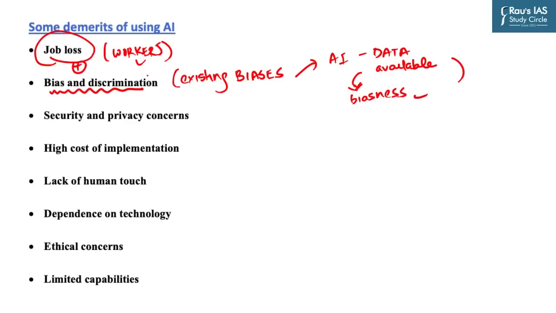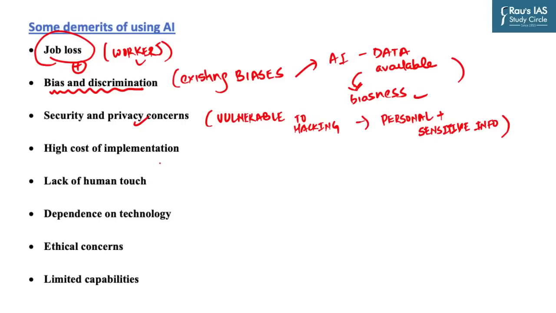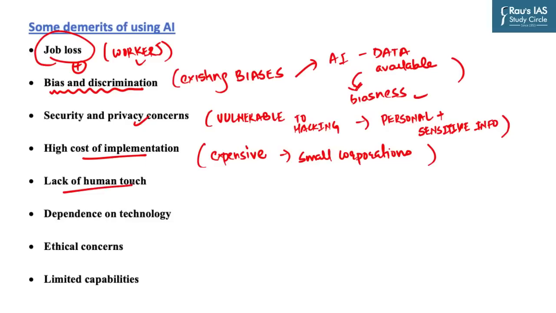The third concern highlighted with the use of AI is related to security and privacy concerns. Now, AI systems are basically vulnerable to hacking and other security threats, and this can lead to compromise of personal and sensitive information. The fourth demerit of using AI is the high cost of implementation, as implementation of AI is usually expensive, and this technology will remain elusive for small corporations and organizations, and thus will remain discriminatory in its approach.